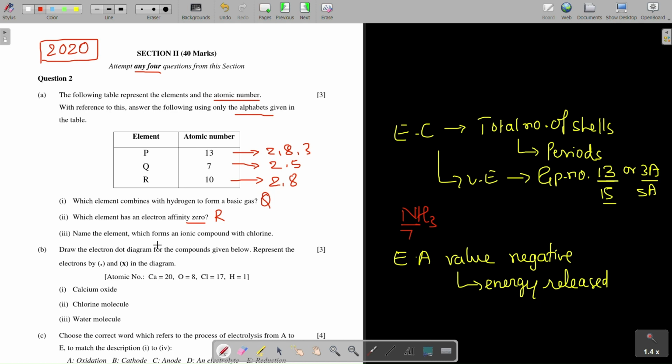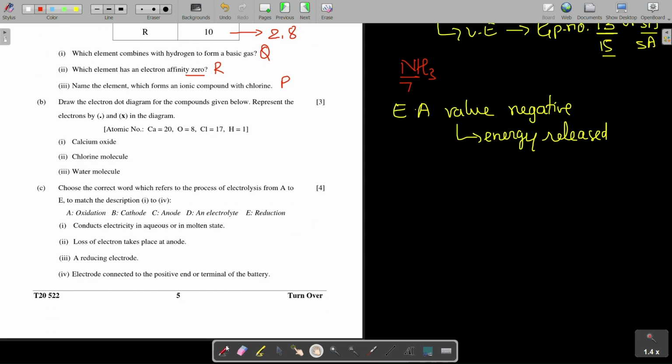Name the element which forms an ionic compound with chlorine. So P. Very simple question. Let's go to the next question.